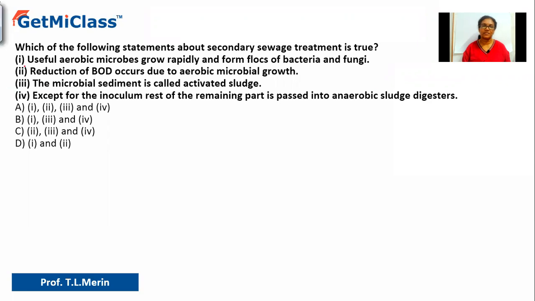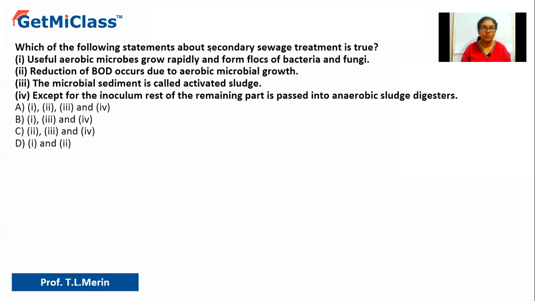So let's solve this question here. It says, which of the following statements about secondary sewage treatment is true? Option 1, or the first statement: useful aerobic microbes grow rapidly and form flocks of bacteria and fungi. Statement 2 says reduction of BOD occurs due to the aerobic microbial growth. Statement 3: in fact, the microbial sediment is called activated sludge. Then statement 4 says, except for inoculum, the rest of the remaining part is passed into anaerobic sludge digester. Okay, so let us see.